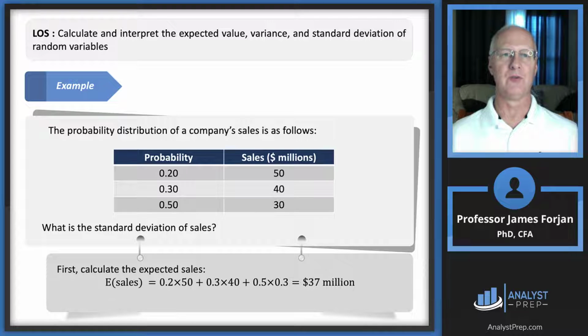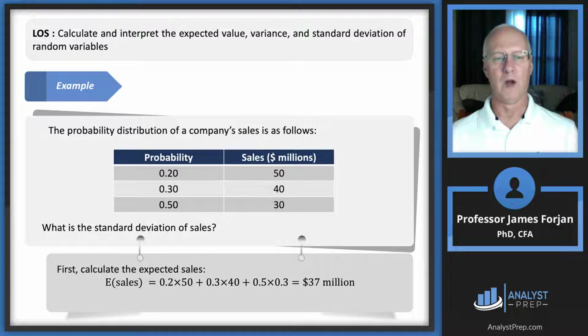All right, so let's go ahead and use this in the LOS that asks us to calculate. So we've got probabilities down the left-hand side. Remember, what did we say earlier? Those probabilities must sum to 1. So 20 and 30 and 50, that gets us 100%, right? And so here are the sales. So we have a 20% chance of having 50 million. We have a 30% chance of 40 million and a 50% chance of 30 million.